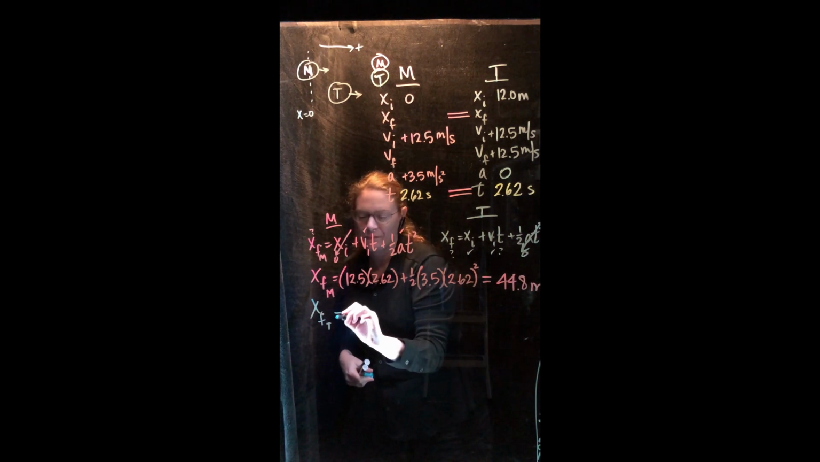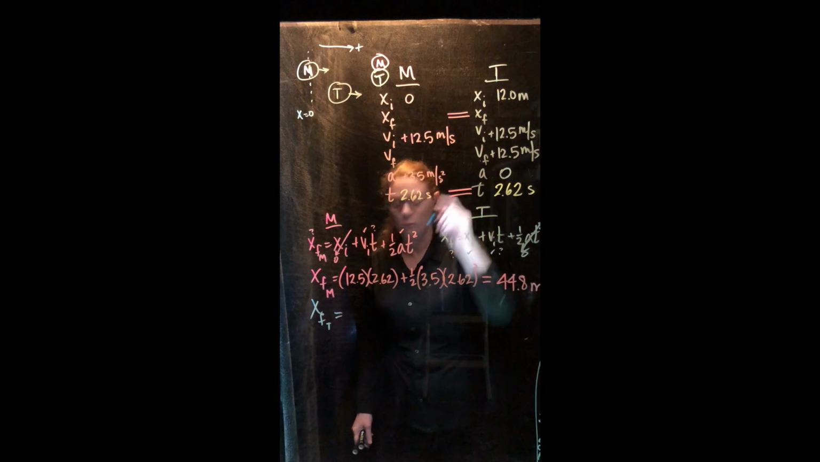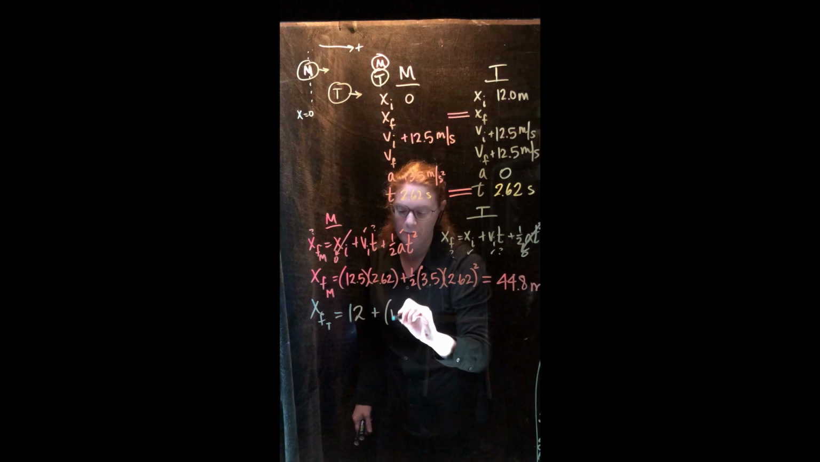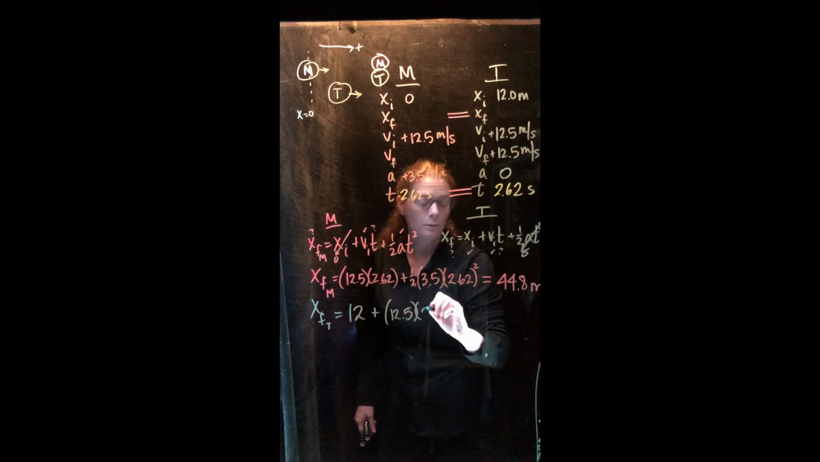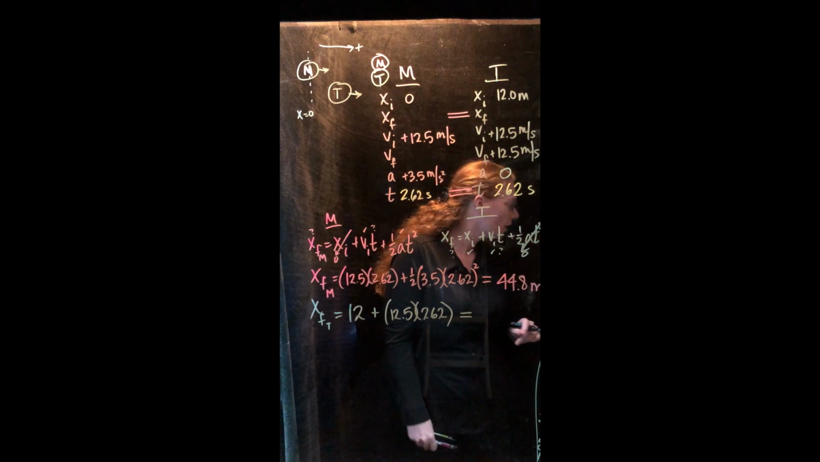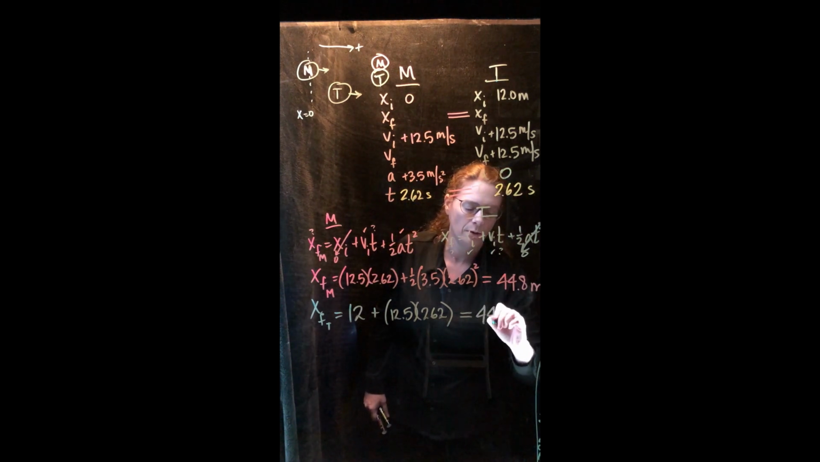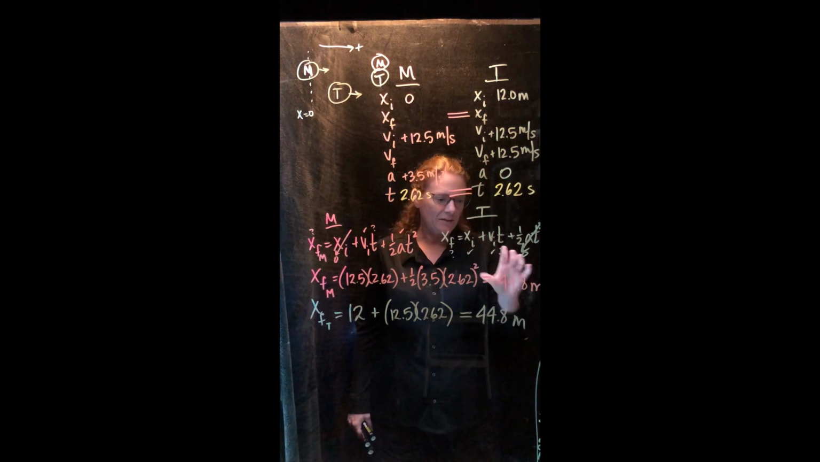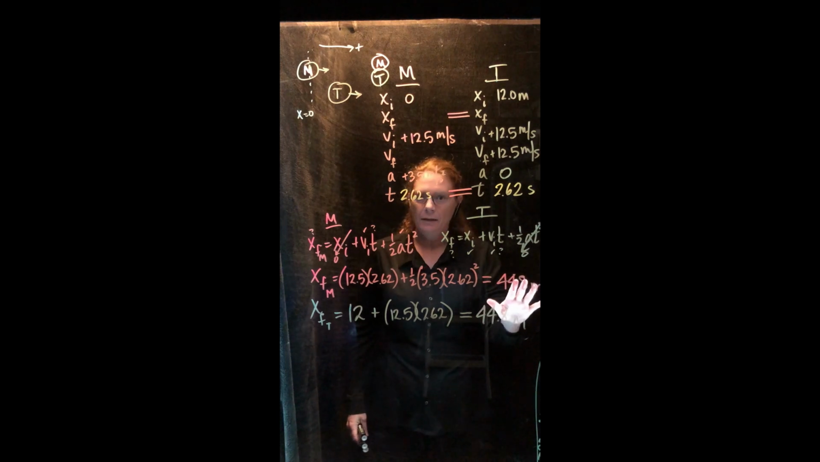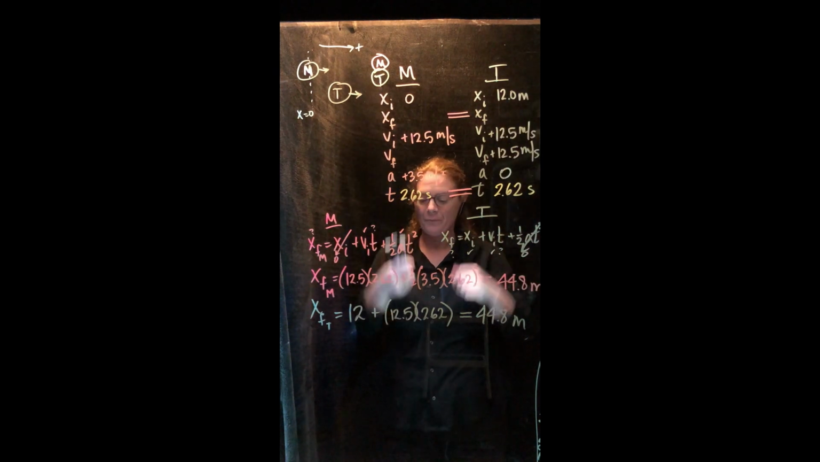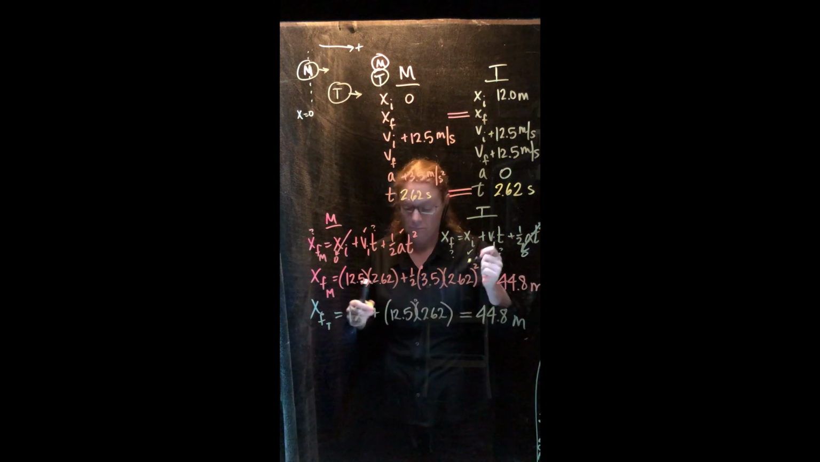X final for the tractor is x initial, 12, plus V initial t. V initial was 12.5, and our time was 2.62. Dump that in your calculator. And looky here, what do we get? 44.8 meters. So these are the same. That's a really good sign that we did the right thing. All of our answers are reasonable, and these 2 came out to be the same, which we said they had to be. So now we can actually answer all of the questions.